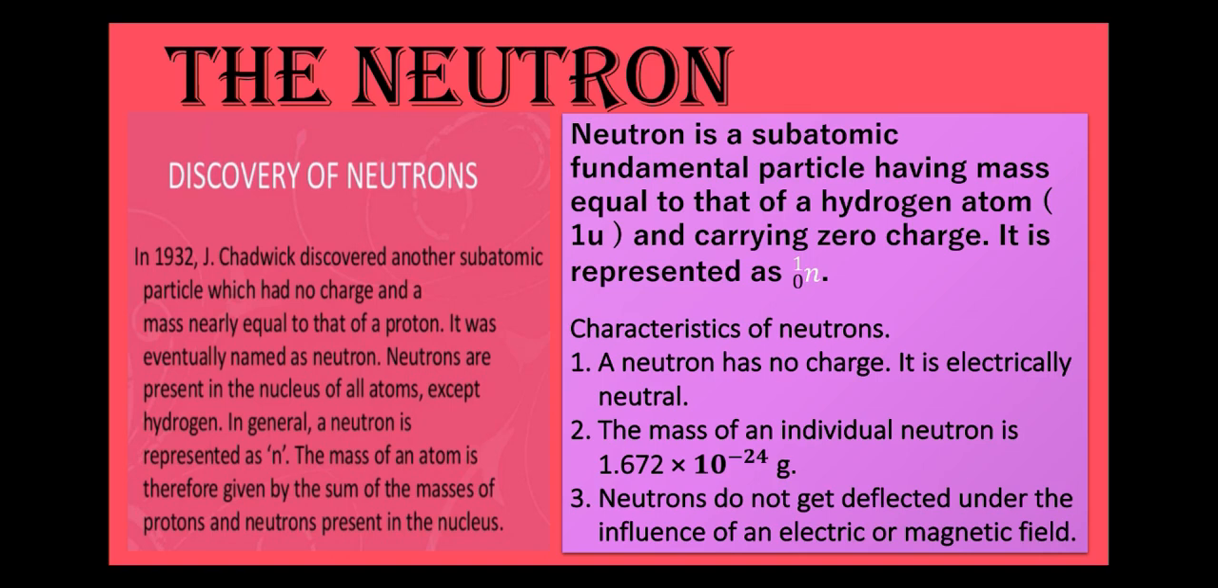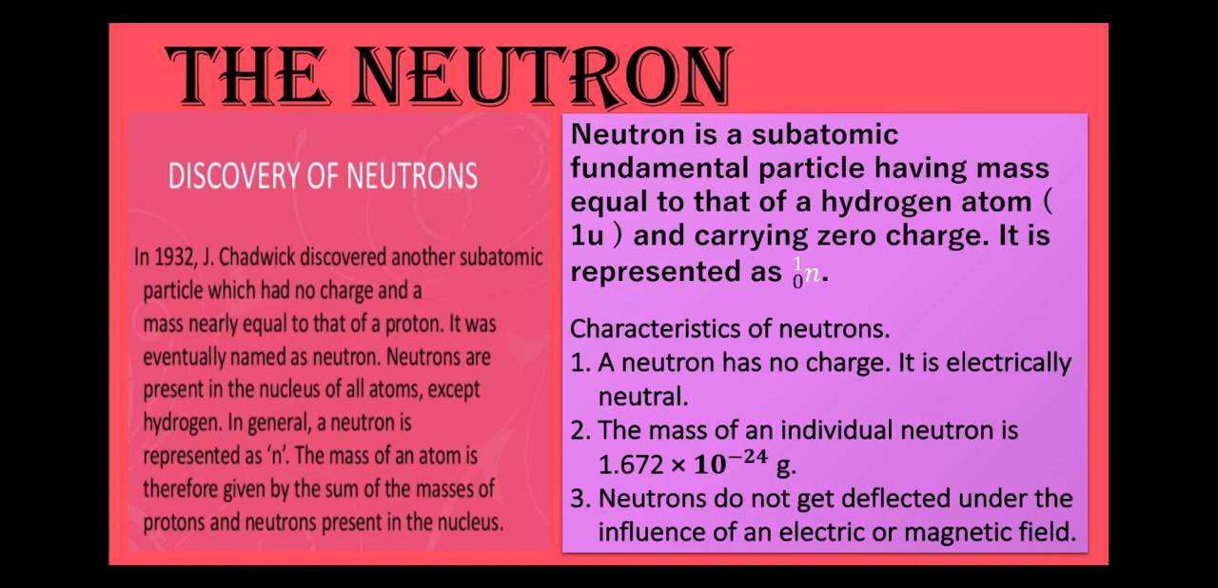So we can define the neutron as a subatomic fundamental particle having mass equal to that of the hydrogen atom, that is 1 u, as hydrogen is the lightest element, and carrying zero charge, and it is represented as 0n1. Now what are the characteristics of the neutron? As the name implies, the neutron has no charge on it, it is electrically neutral, and the mass of an individual neutron is 1.672 × 10^-24 gram, which is nearly equal to the proton.